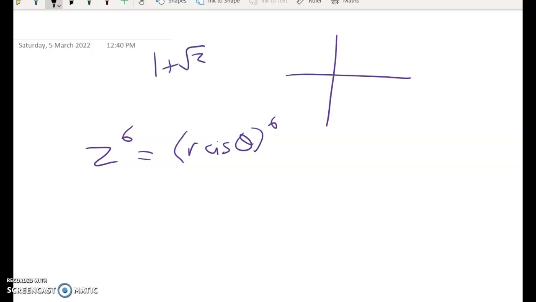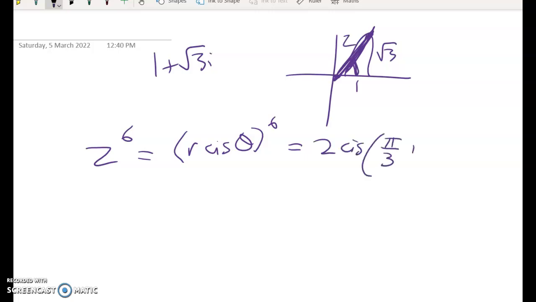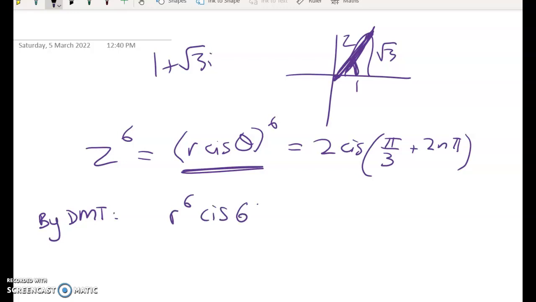So 1 plus root 3i is one with the special triangles, right? Very bad drawing, 1 and root 3. So the angle in here is 60 degrees or pi on 3, and the magnitude is 2. So it's going to be 2 cis of pi on 3 plus 2n pi. By de Moivre's theorem, we get r to the 6 times cis of 6 theta is equal to 2 cis of this.